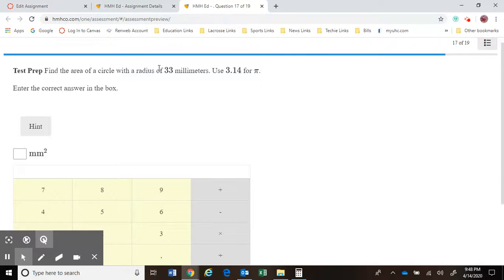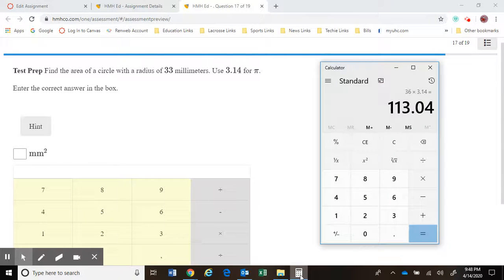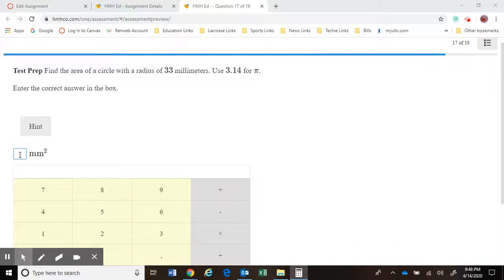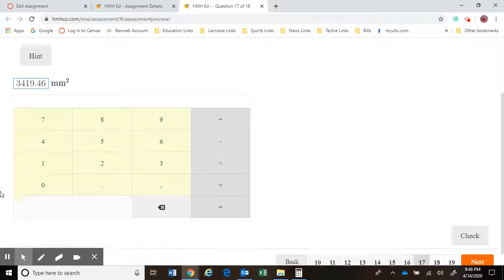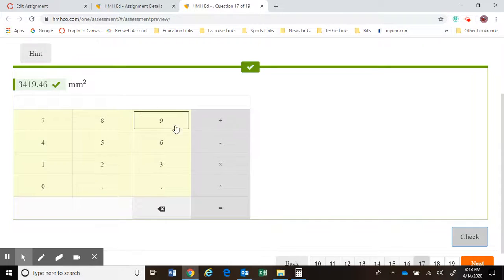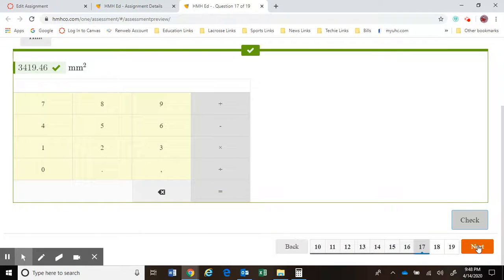All right, I've got a radius of 33. Okay, so I have everything I need. Pi r squared, right? So 33 times 33 times 3.14. And there's my answer. 3,419.46.